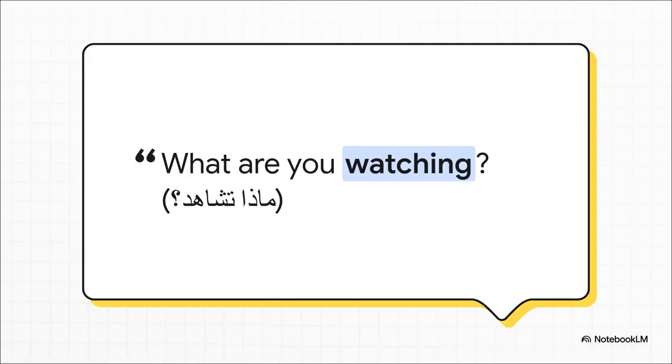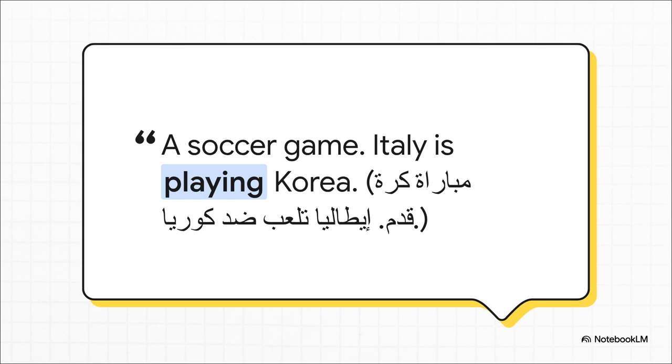So this first bit is from track 17. It's a really short chat between Angie and Billy. Angie kicks things off by asking, "What are you watching?" And Billy says back, "A soccer game. Italy is playing Korea." Now, did you catch that key verb he used? Playing. See that ing at the end? That's our big clue that this action is happening right now.